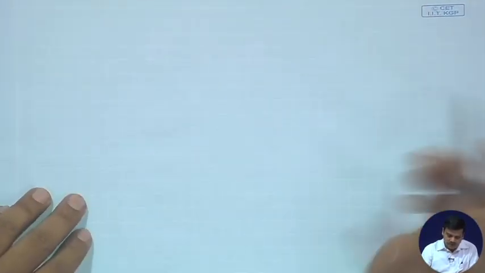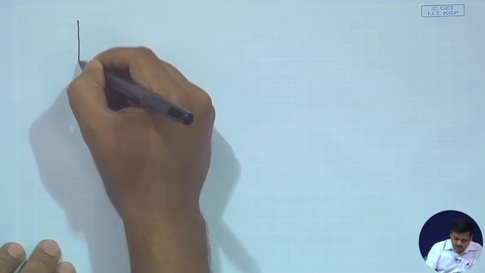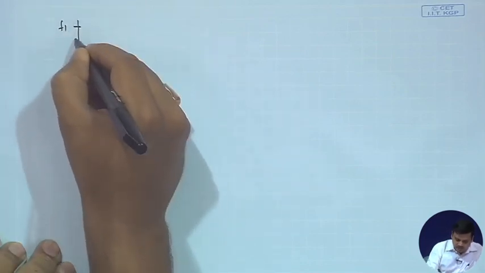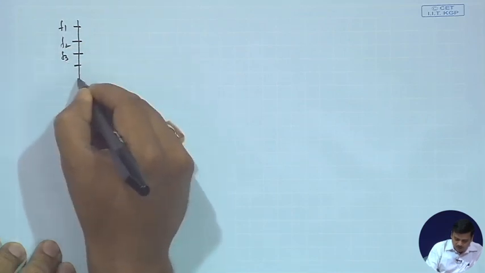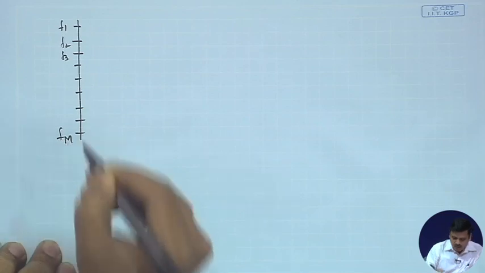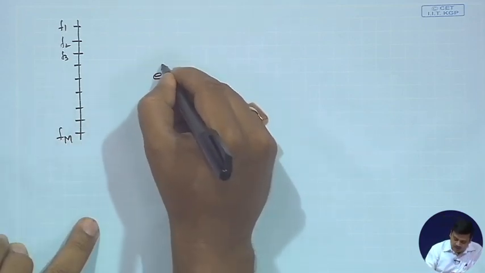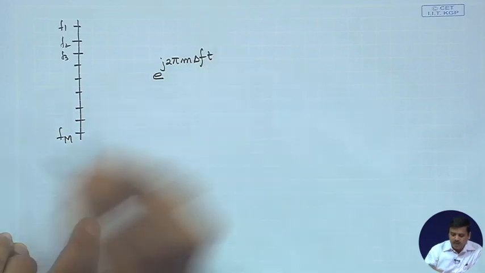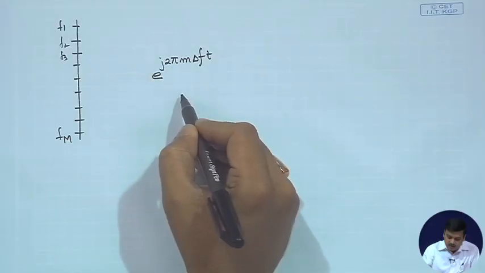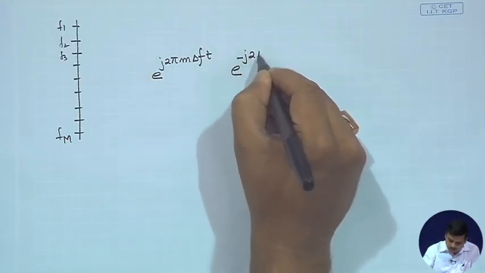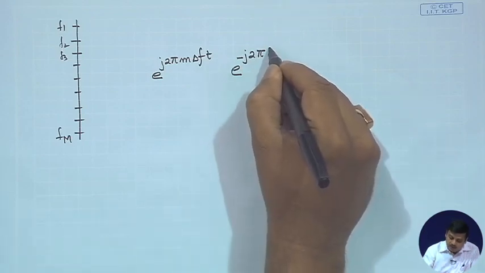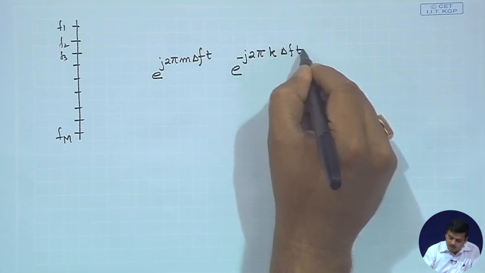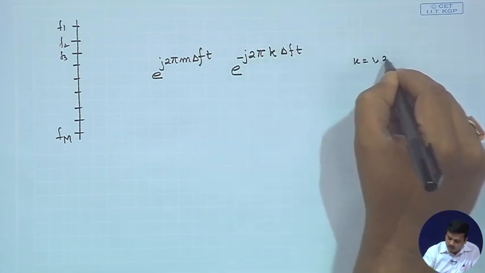The significance of this is like this: I have a few frequencies. So, let this be f 1, let this be f 2, f 3 and so on, let this be f m. And what we have sent is e to the power of j 2 pi m delta f t. At the receiver, how we demodulate or identify which particular signal is present or not is that we can correlate this with another frequency, that means all frequencies. So, k is equal to 1 up to m.